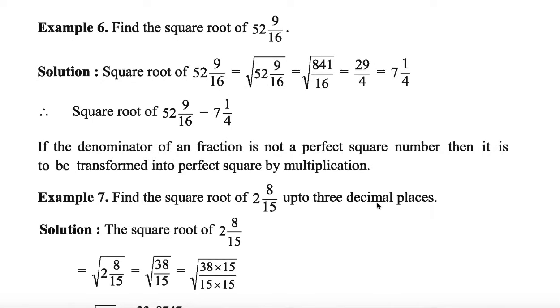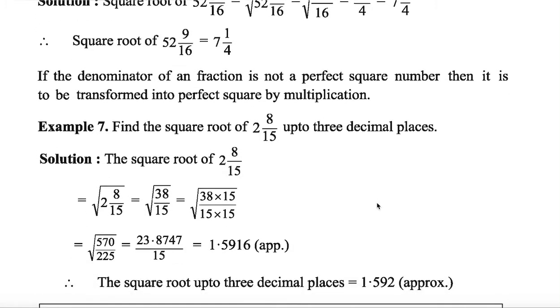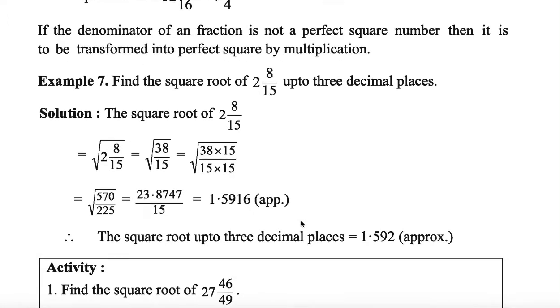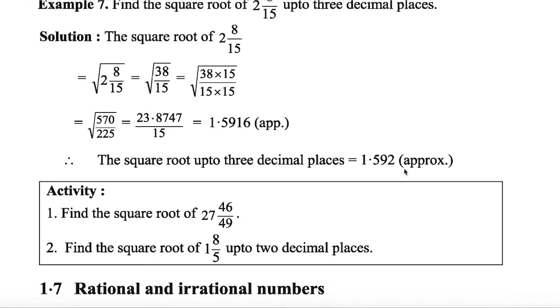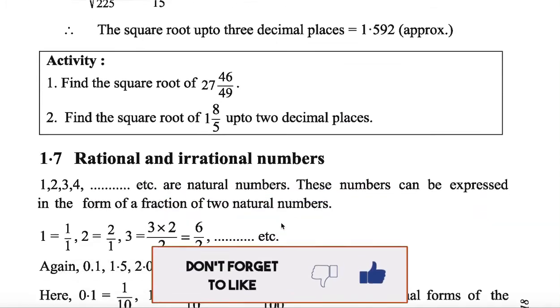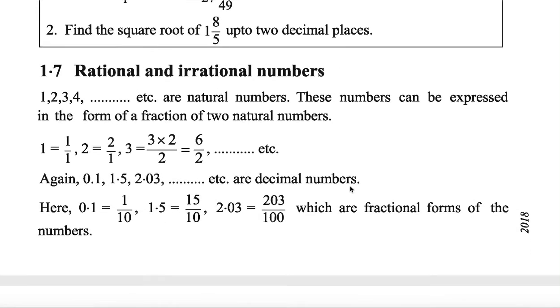If the denominator of a fraction is not a perfect square number, then it is to be transformed into a perfect square by multiplication. For example, this is 38 by 15. 15 is not a perfect square number, right? Now multiply with 15 on both numerator and denominator. The denominator becomes a perfect square. So the answer is 15 here. This thing you can find out. The square root up to 3 decimal places is 1.592. As we mentioned earlier, this is 6 here. That's why 1 will be added to the third digit. These two are activities. You have to do them.